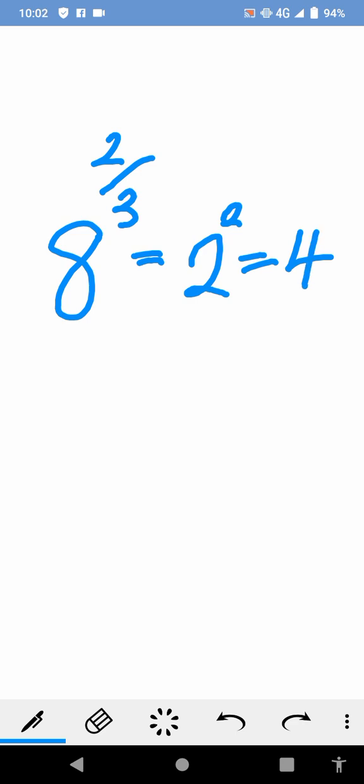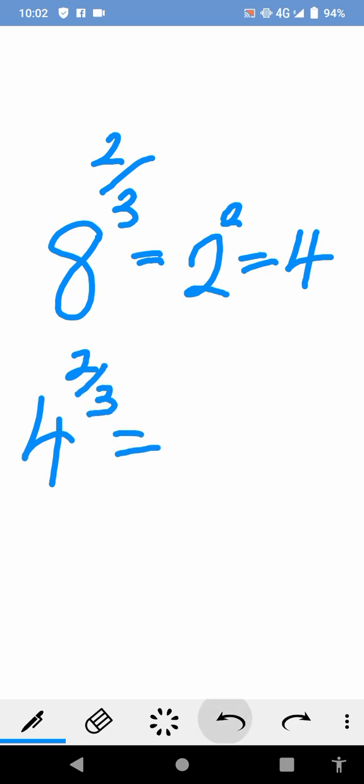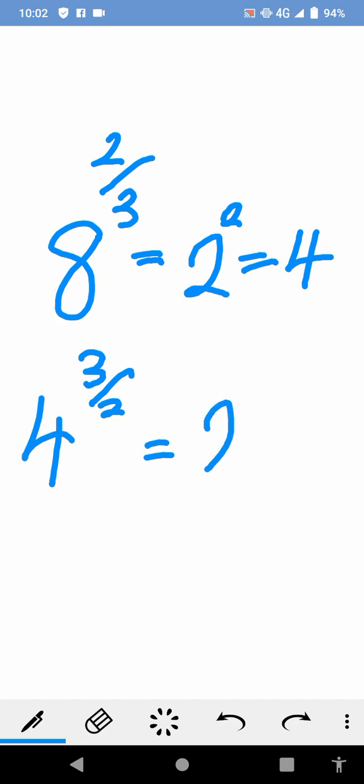All right, so let's have another one. Say we have 4 raised to power 2 over 3. Now the 3 is asking, no, this will not work. Let's say 4 raised to power 3 over 2. Yes, because 4 doesn't have a cube root, but 4 has a square root. The 2 is asking for the square root of 4, which is 2. So the 2 will be written and raised to power 3, and 2 raised to power 3 means 2 times 2 times 2, which is 8.